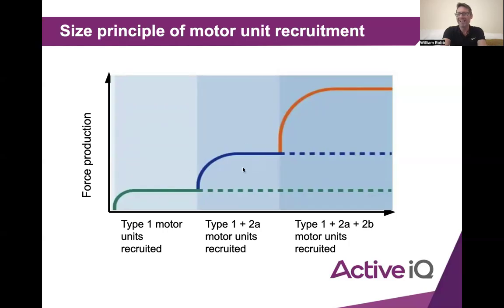If I then lift a 10 kilogram weight, I need more motor units because the weight is heavier. So I will recruit type 2A and type 1 muscle fibers to create the movement that I need. If I then go on to a 15 kg weight, I need more motor units to recruit because the weight is heavier.